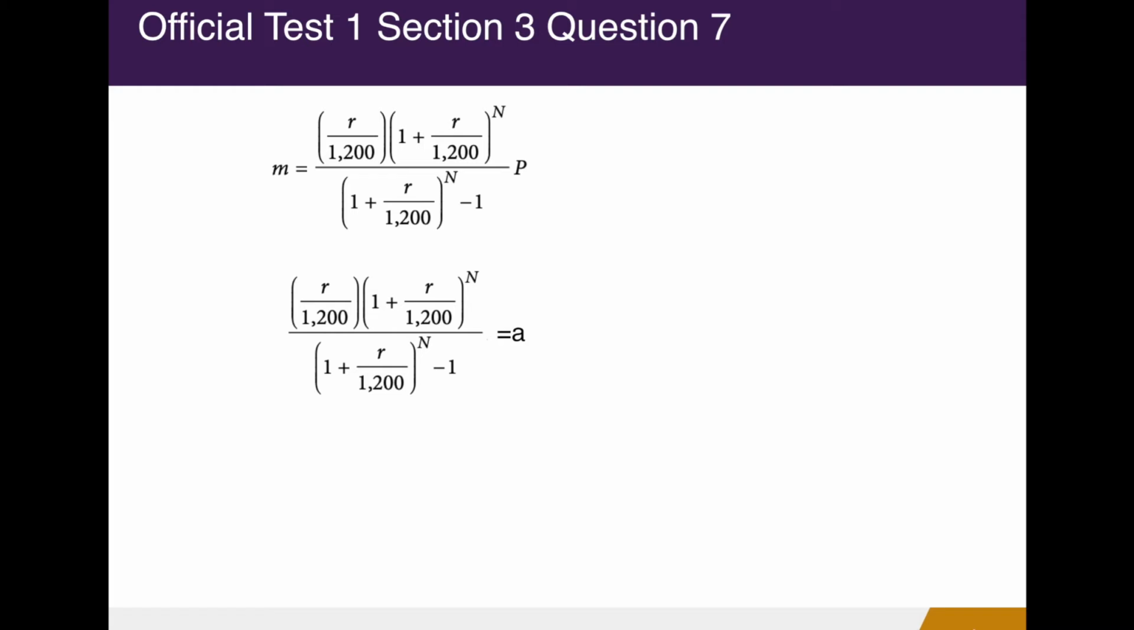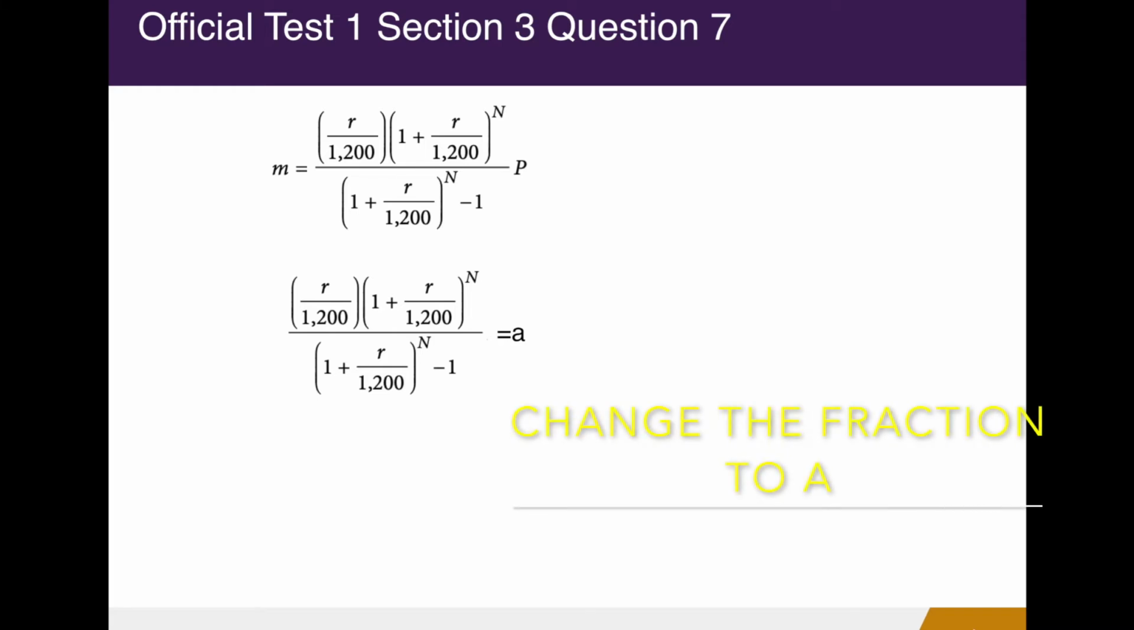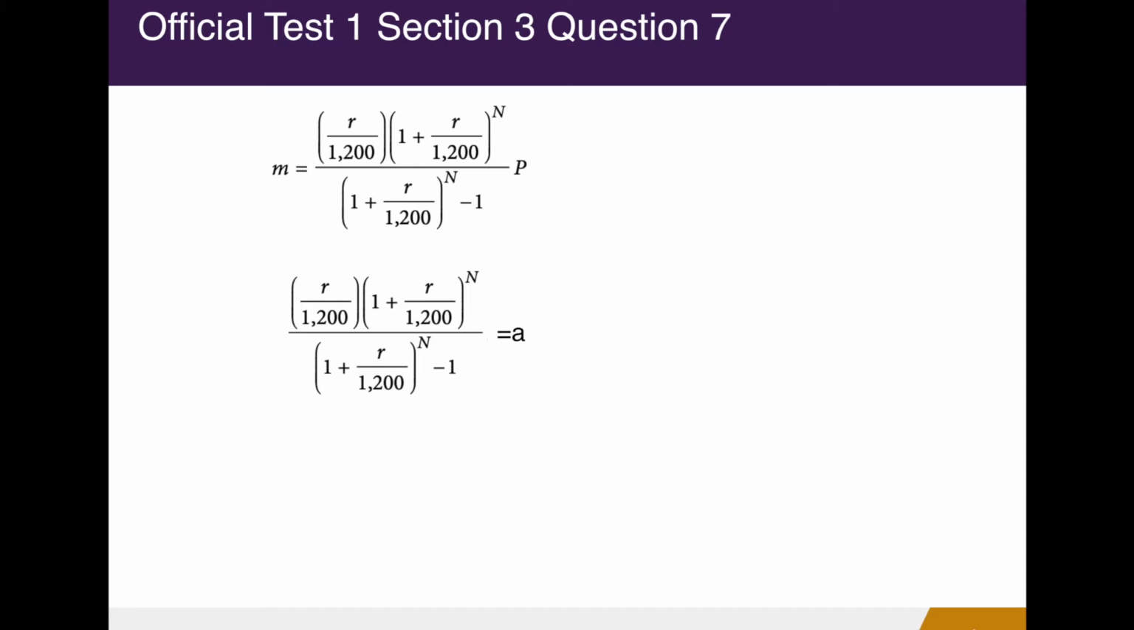Since it looks complicated, we change this big fraction to a variable A. We define this big fraction as A. Then we can rewrite the equation as M equals AP. And we need to know about P, so we divide both sides by A. M over A equals AP over A. Then simplify it, so M over A equals P. In other words, P equals M divided by A.